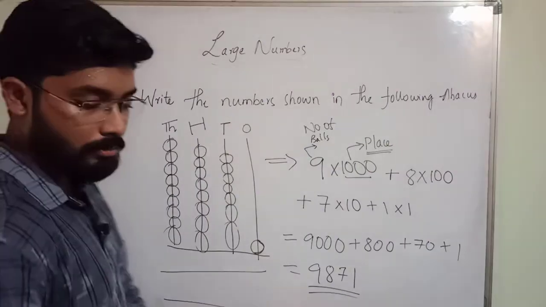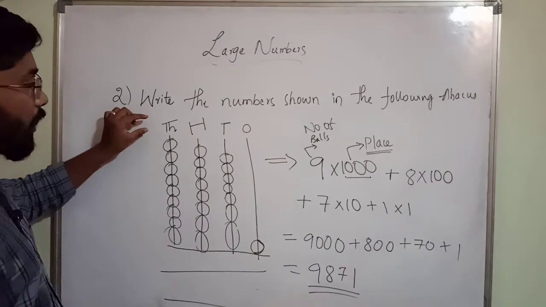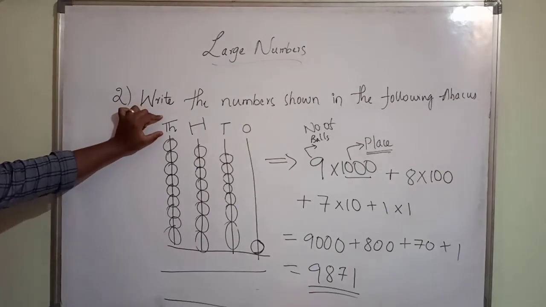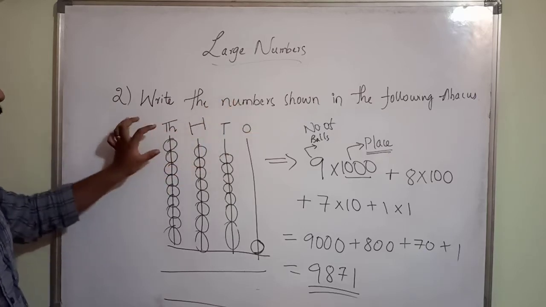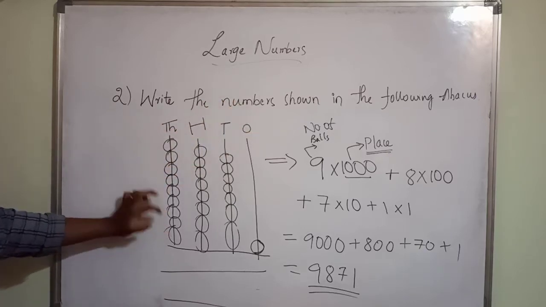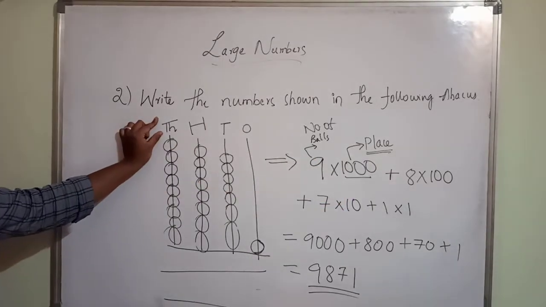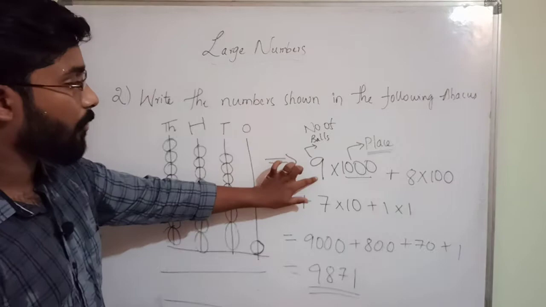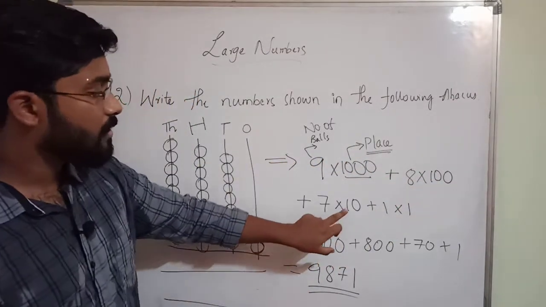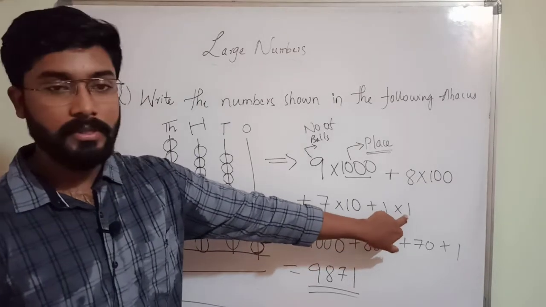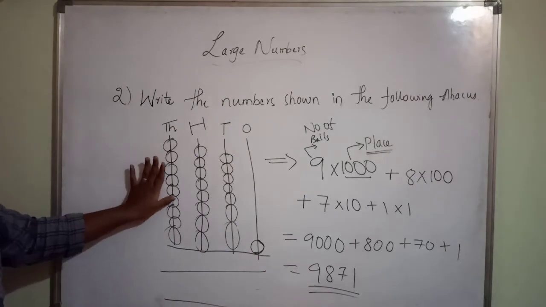What you have to do? Once again I am saying, count the number of balls. Up there he has given the place value. 1000, 100, 10, 1. Count the number of balls and multiply it with 1000 because it is in thousands place. That's why I have written here number of balls into place, number of balls into place, number of balls into place, number of balls into place. If you add all this, you will get a number. That is the number hidden in this abacus.